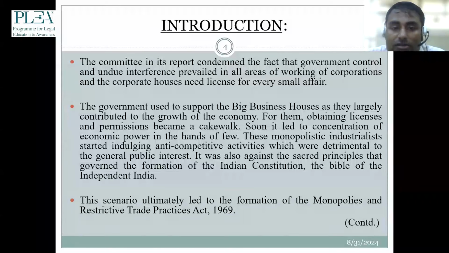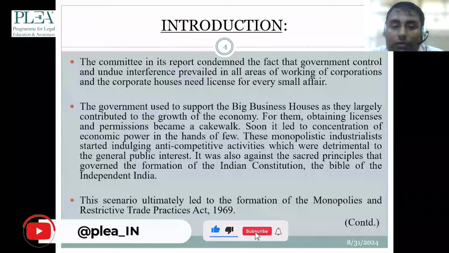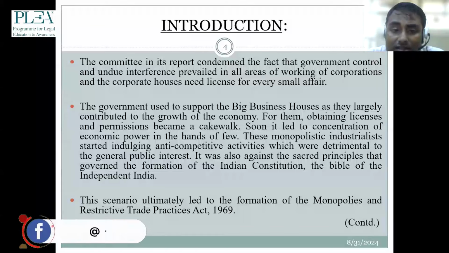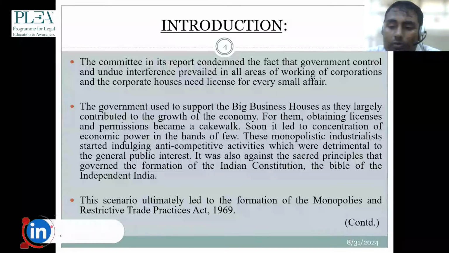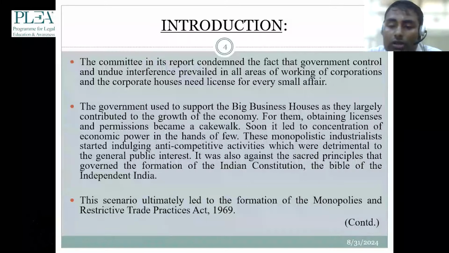So the committee in its report condemned the fact that government is having control and undue interference in choosing the working of the corporations, and the corporate houses need licenses for every small affair. If you want to start a business, even a small business, you have to take government's permission, and that is going to be a very critical way to take their permission.